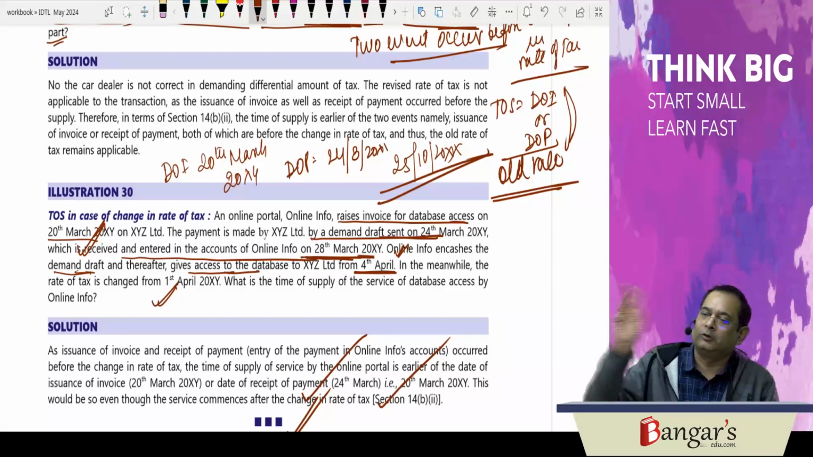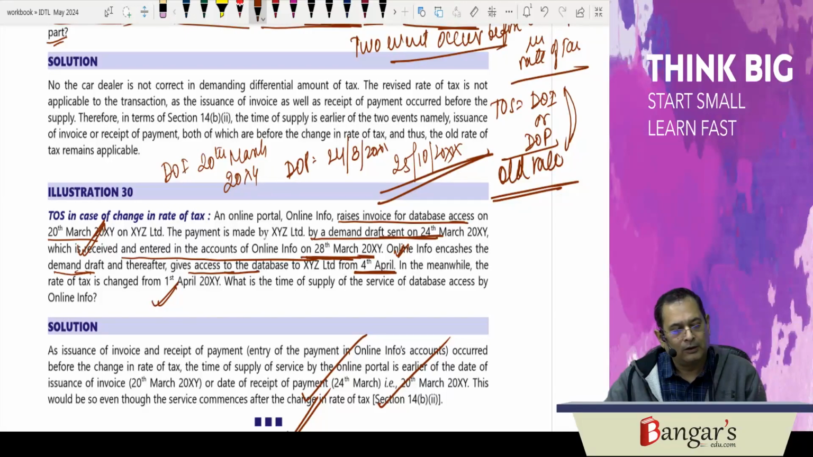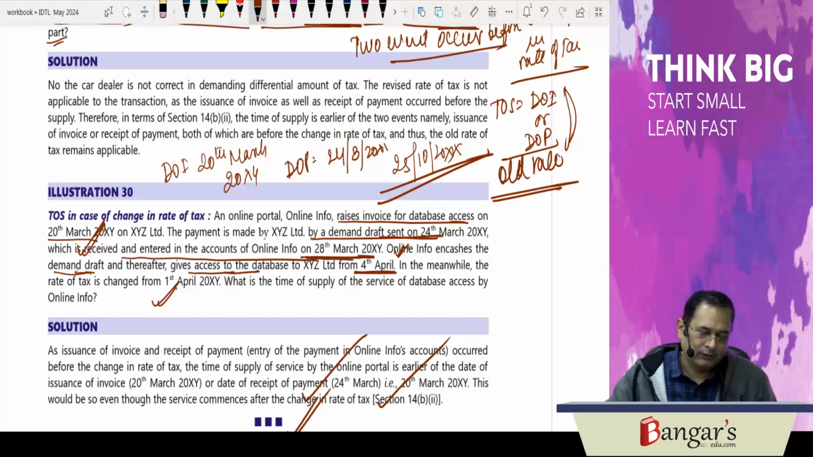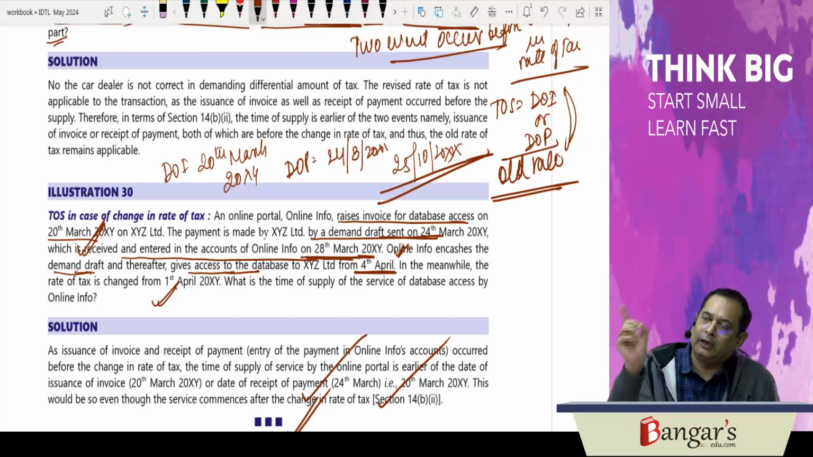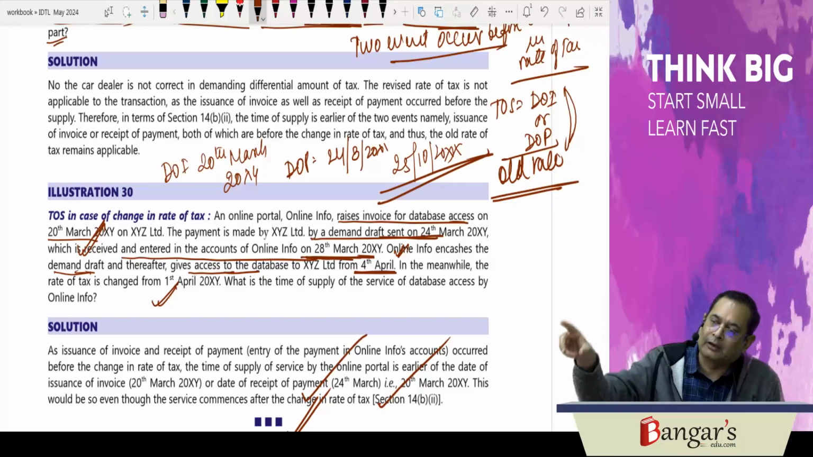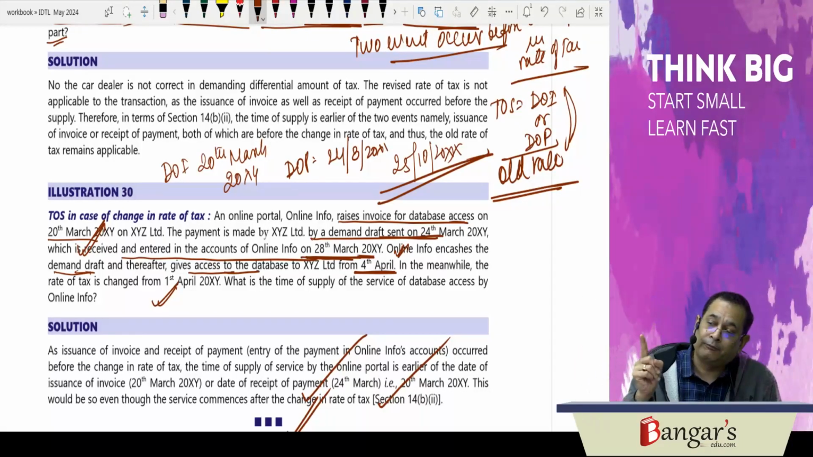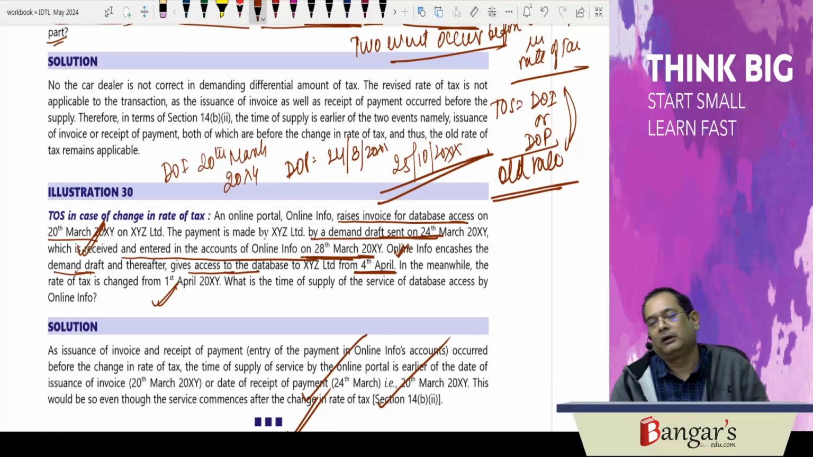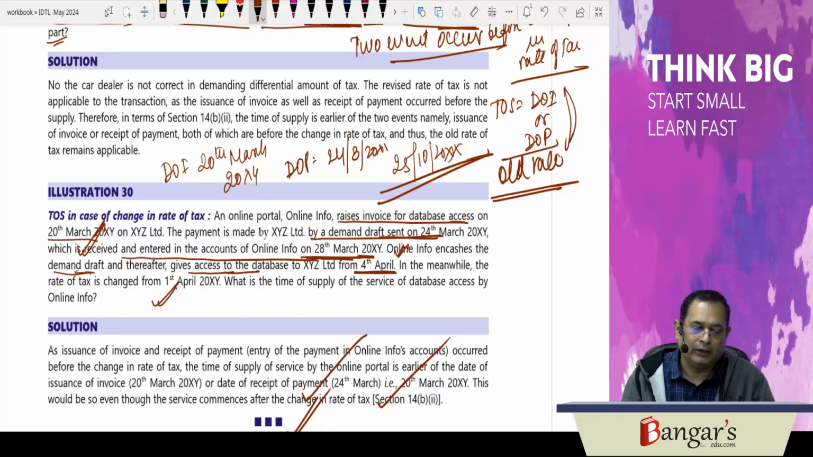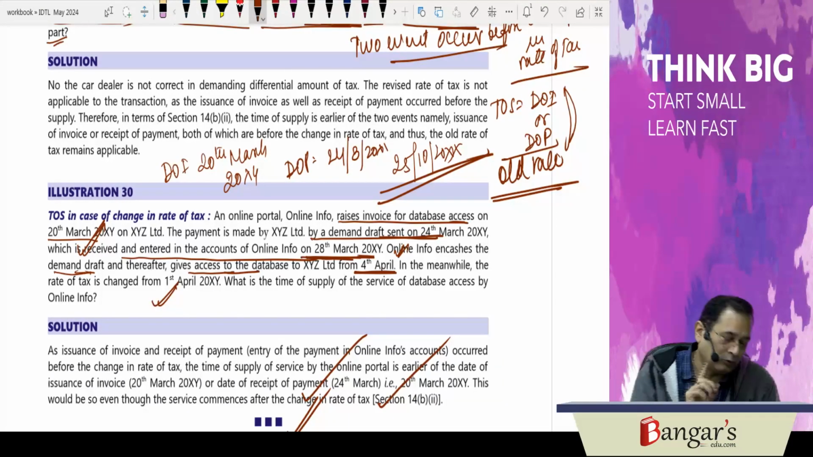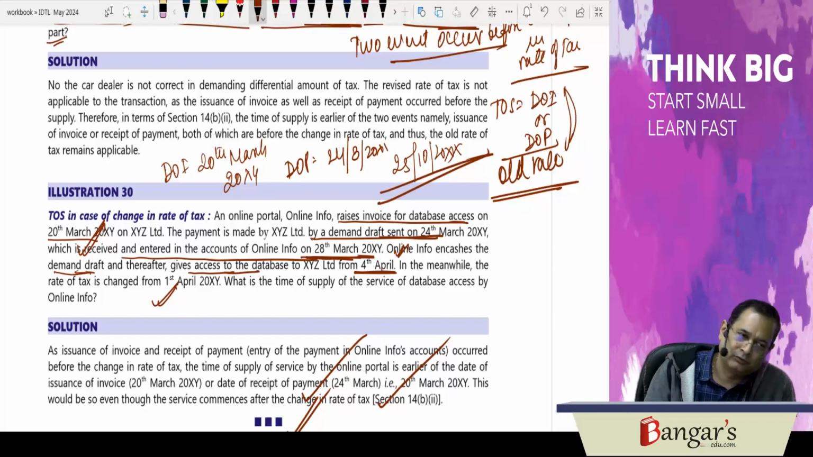Two event majority rule you have to remember: out of supply, invoice and payment. And date of payment is what? The date when the payment is entered in books or the date when the payment is credited in the bank account, whichever is earlier. But if payment is not credited within 4 working days from the date of change in rate of tax, date of payment will be what? The date when the payment is credited in the bank account. Then you don't have to go for books. So this was all about time of supply.